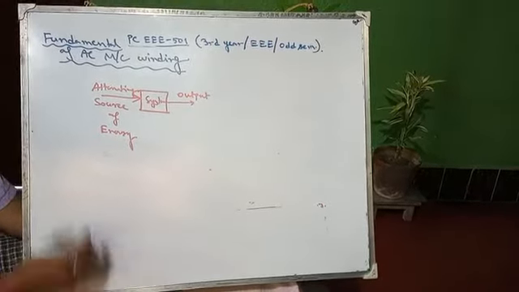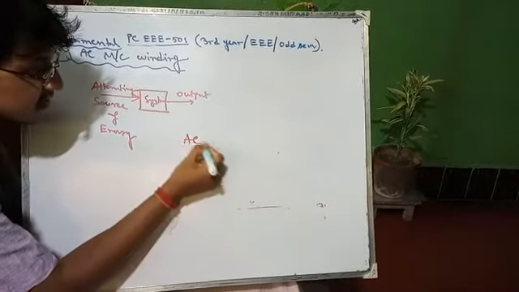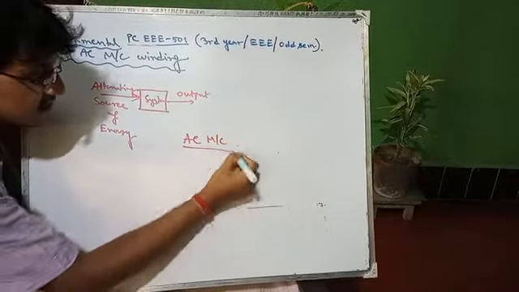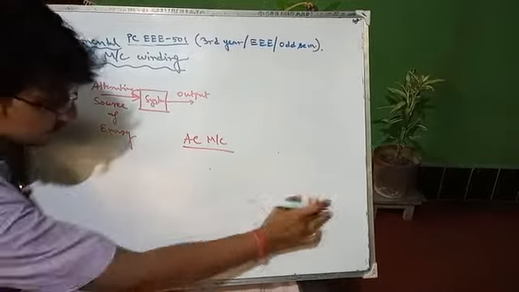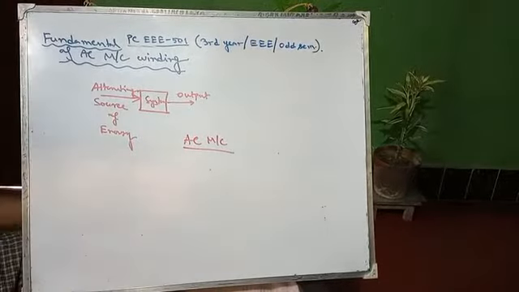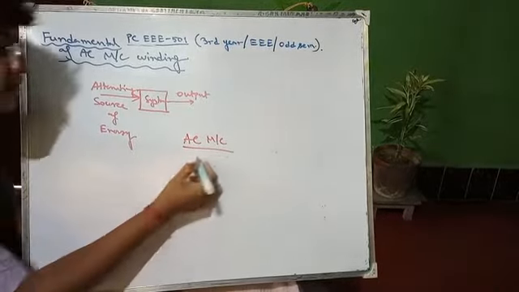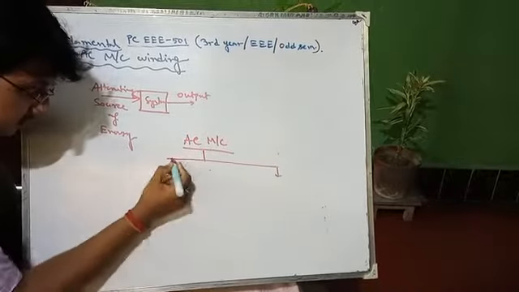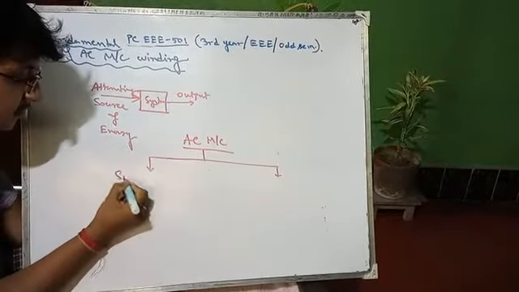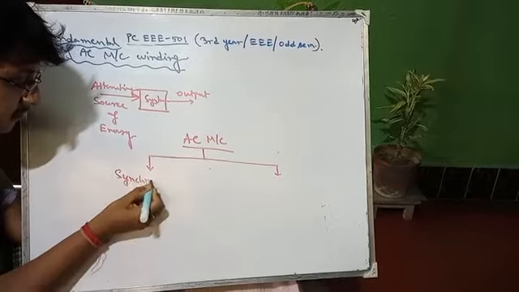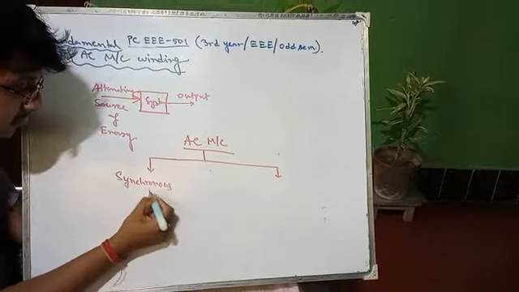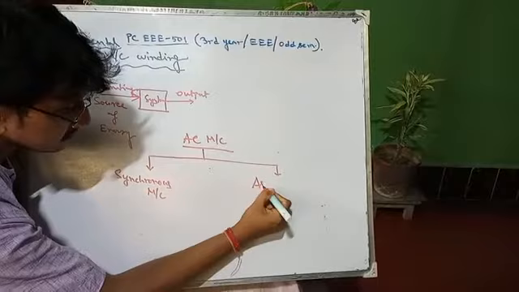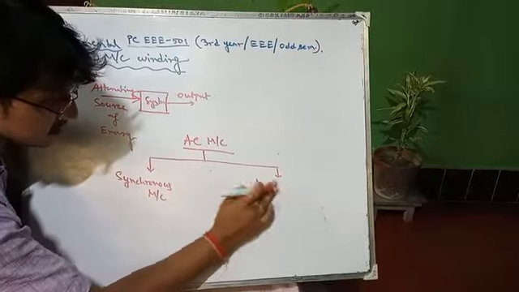So first understand AC machine classification. What is the AC machine classification? AC machines are generally of two types: synchronous machine and asynchronous machine.